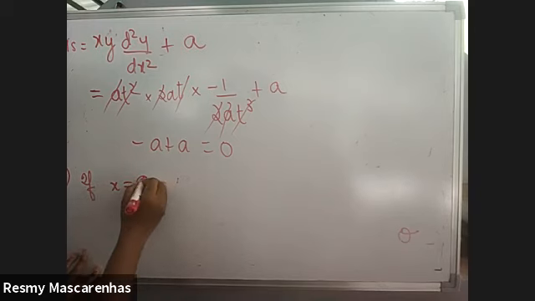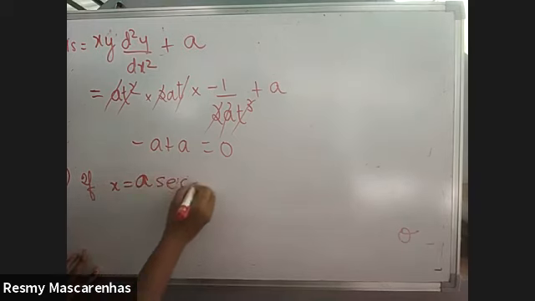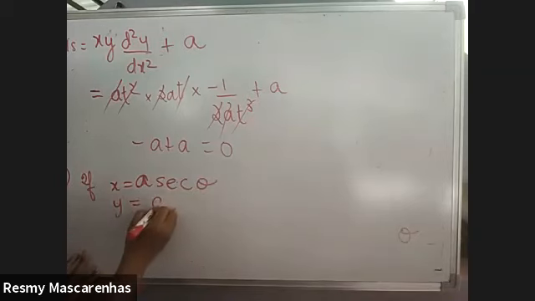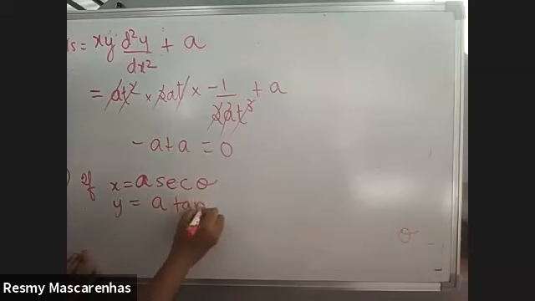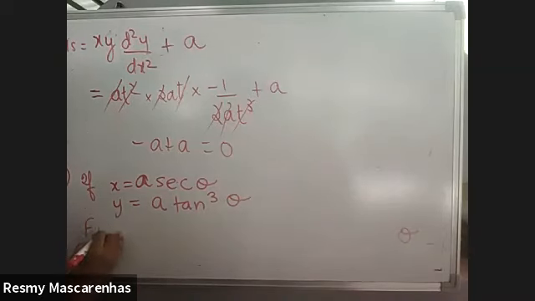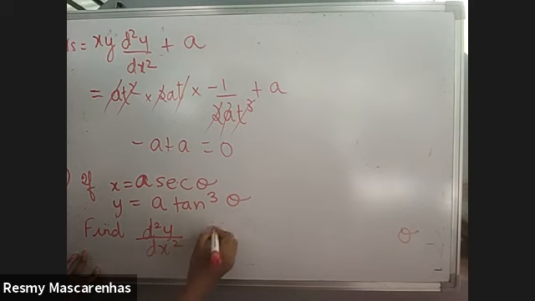x is equal to a sec theta, y is equal to a tan cube theta. Find d square y upon dx square at theta is equal to pi by 4.